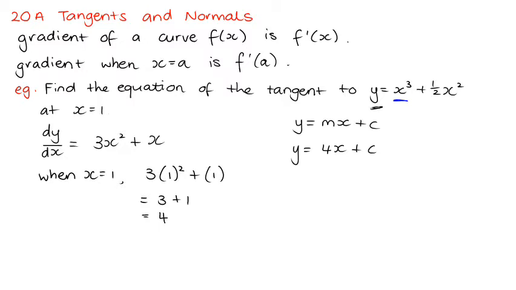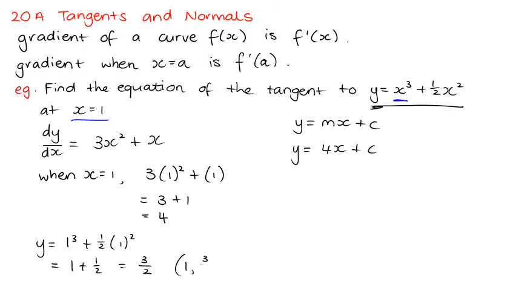What else do we need to know to figure out c? Yeah, we know x, it's 1. We need to know y. So when x equals 1, what is the y value at that point? That's assuming that it is an x-intercept, and it's not. Given an x value on a line, how do you find the y value? Sub it in to the function. So y equals 1 cubed plus 1/2 times 1 squared. So we get 1 plus 1/2, it's 1.5. So it's at the point 1 and 1.5.